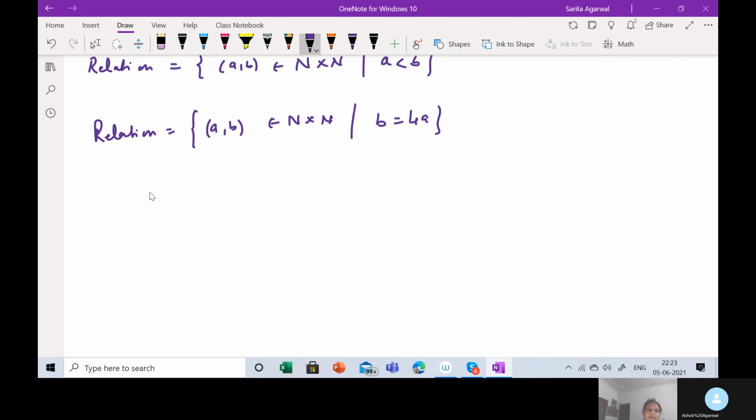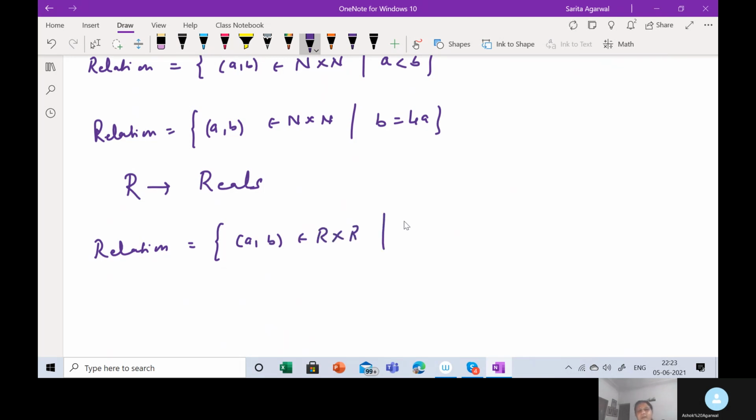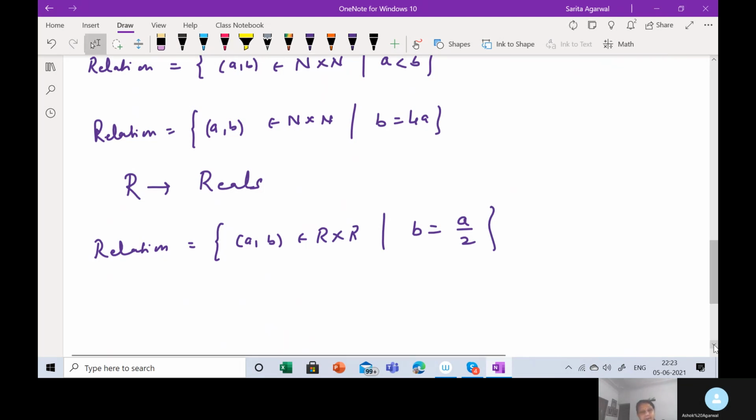Right? Similarly, if we take the set of reals, we can write another relation: A and B are chosen from reals such that B equals A by 2. It's a relation, right? These are the relations.